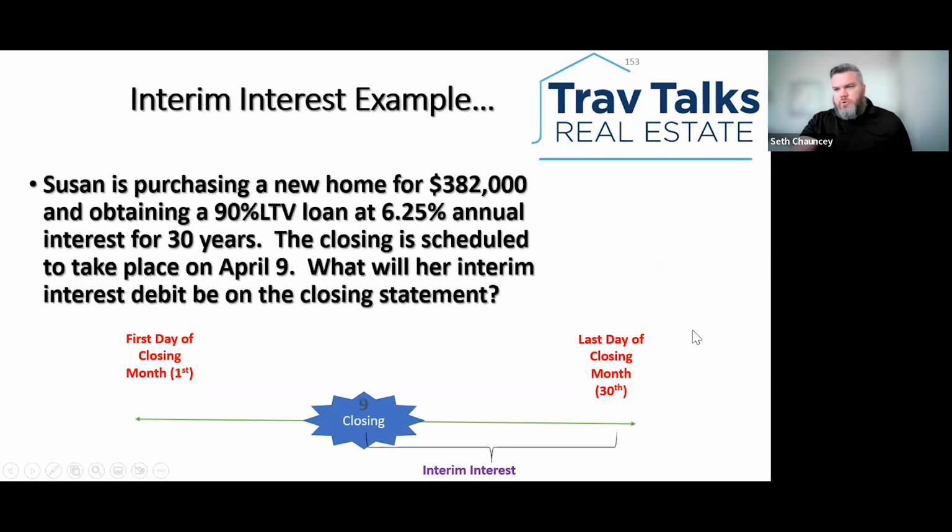So let's do some calculations because I feel like you folks are some sharp cookies. Try to tackle this one for me. So this is interim interest for a buyer. So day of closing through the end of the 30-day month.